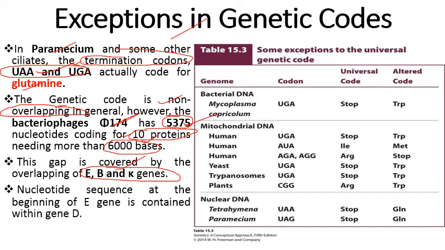Then the nucleotide sequence at the beginning of the E gene is contained within the D gene. So there is overlapping here, which is an exception. Then similar overlapping is found in the case of simian virus which causes cancer, that is SV40. So here also this kind of overlapping is seen.